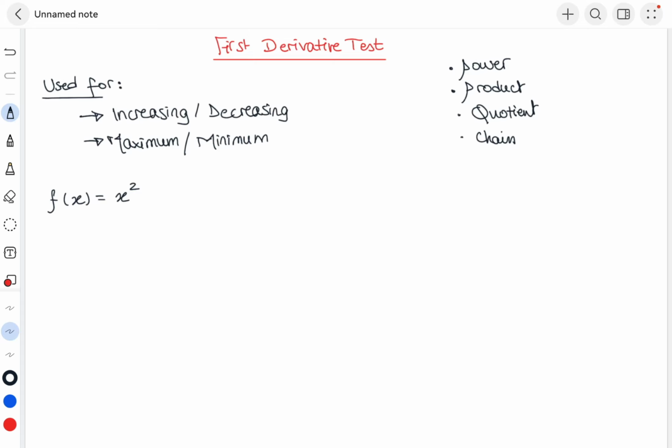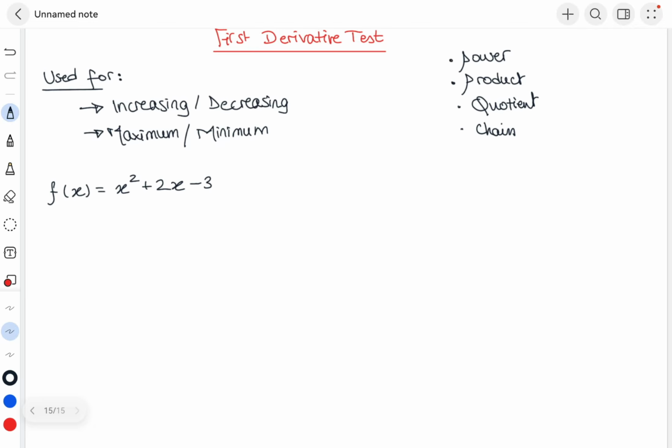We'll have f of x is x squared plus 2x minus 3. Now, to solve the first derivative test, of course, we'll first do f prime of x. And we'll find f prime of x by doing the derivative of f of x. Derivative of x squared is 2x, and the derivative of positive 2x is 2, and the derivative of negative 3 is 0.